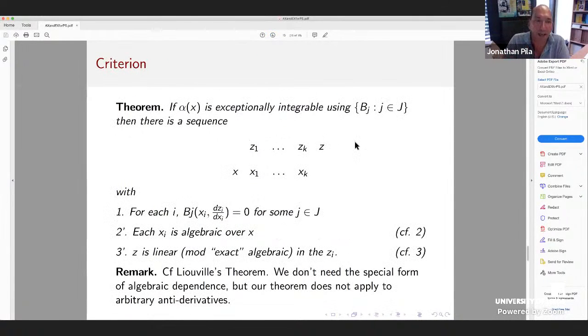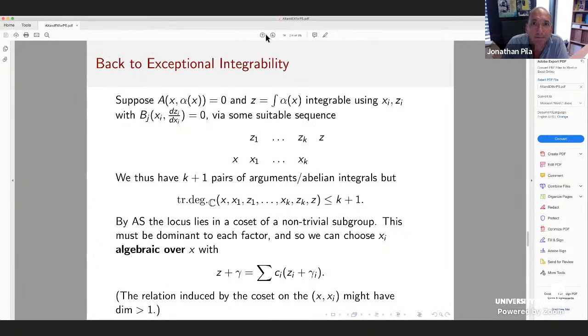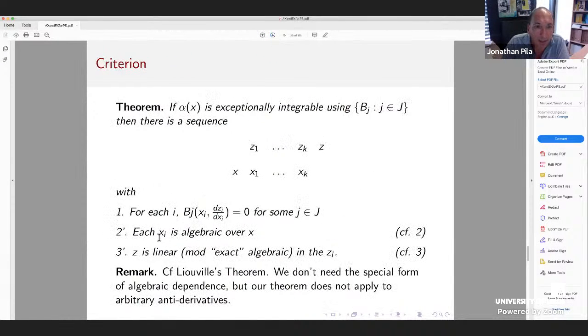And so that gives us a criterion, if you like, that if alpha of x, which again is an algebraic function defined by some polynomial a, is exceptionally integrable using some bj's, then there is a finite sequence of xi's and zi's such that, again, for each i, dzi/dxi is algebraic over xi in one of those relations bj, but now 2 prime, each xi is algebraic over x.